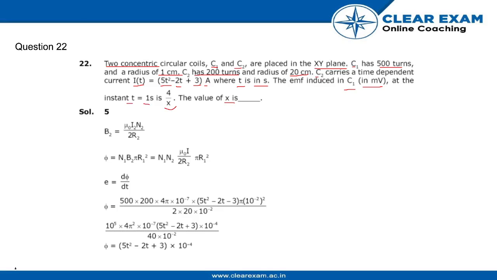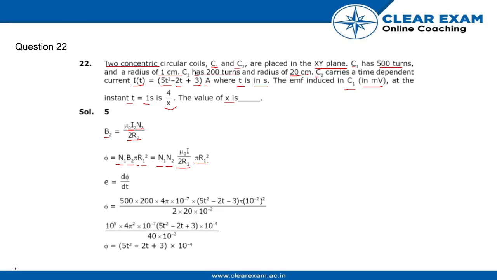The value of x is: the magnetic field due to coil 2 is mu naught I2 into N2 upon 2R2. The magnetic flux induced in coil 1 is equal to N1 B2 pi R1. We will put in the value of B2, so we get N1 N2 mu naught I upon 2R2, by R1.